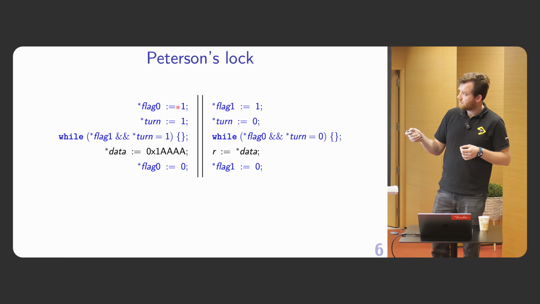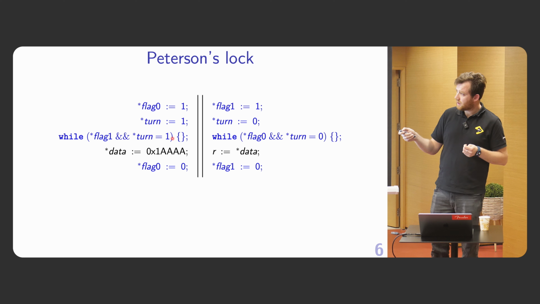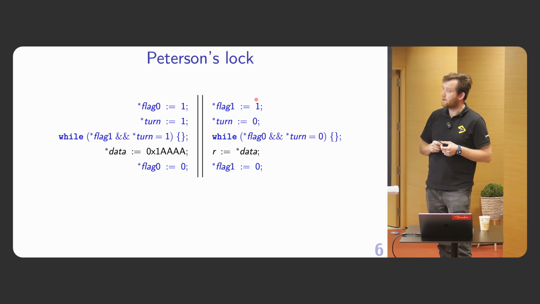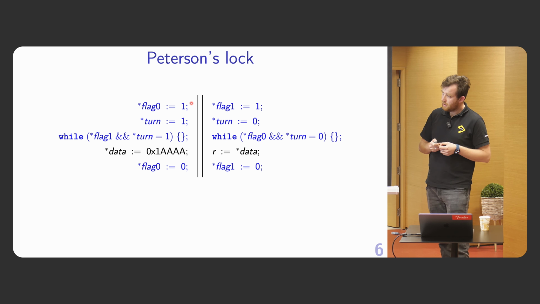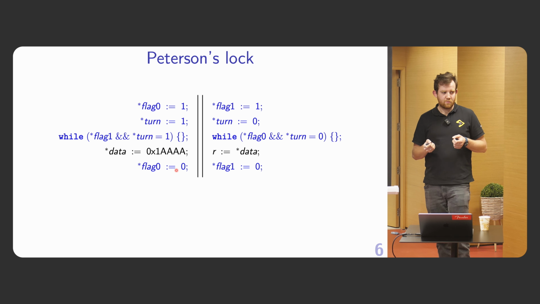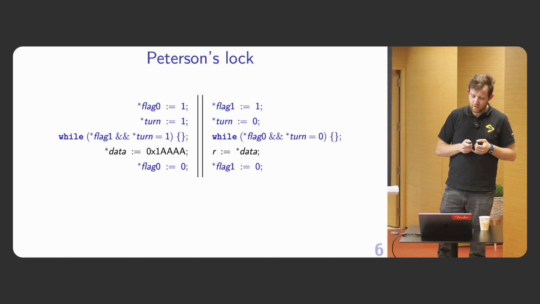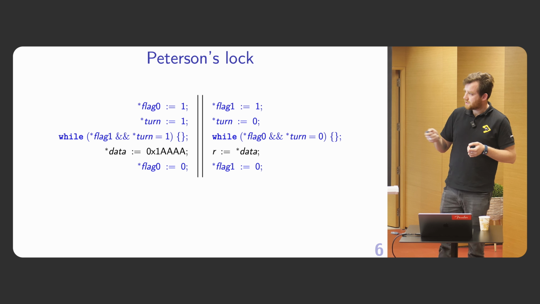After the CPU on the left performs these two instructions, it busy waits until the flag of the right thread is unset, or it's the turn of the left thread. In the end, we set the flag to 0, stating that we no longer need to access the shared location.